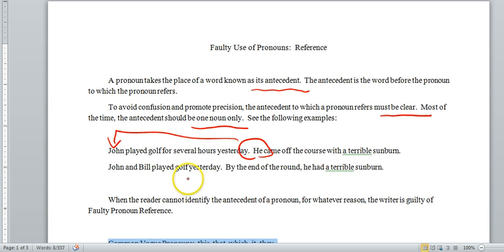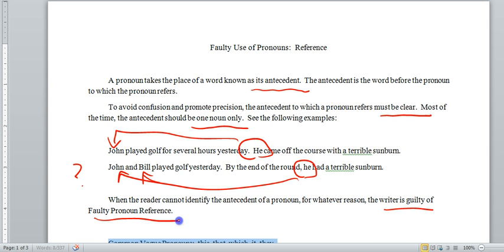But now look at the second sentence. John and Bill played golf yesterday. By the end of the round, he had a terrible sunburn. The reader has no way of knowing what the antecedent of he is. Is it John who came off with a terrible sunburn, or is it Bill? When the reader has no way of knowing the antecedent for a pronoun, the writer is guilty of faulty pronoun reference.